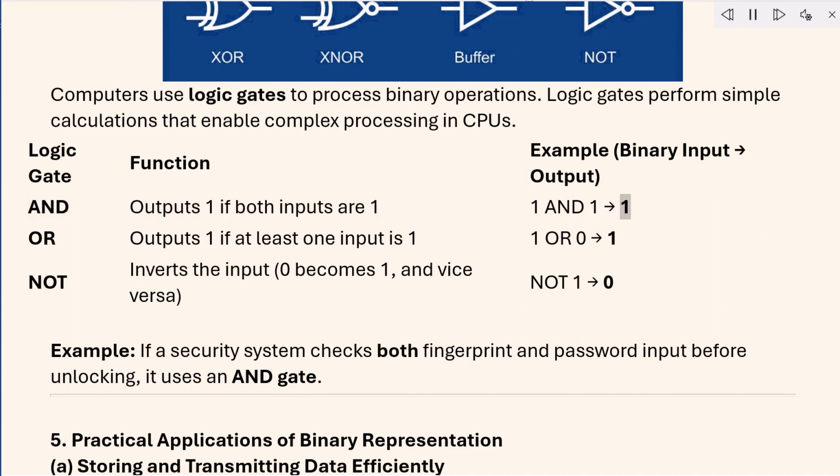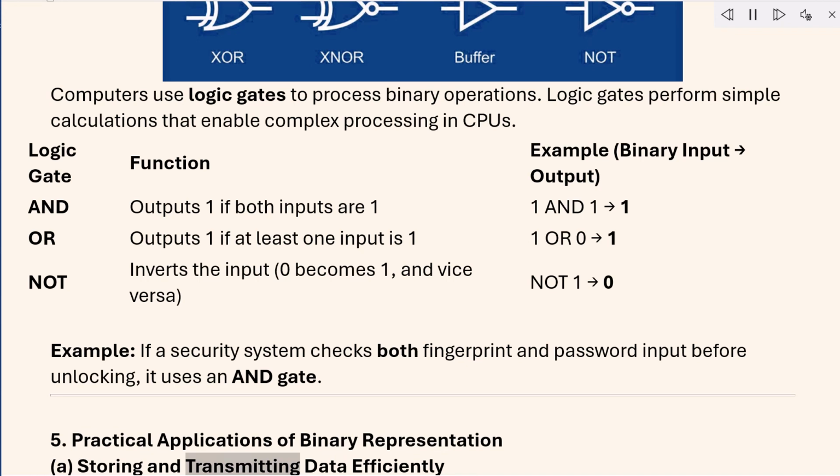1 AND 1 equals 1. OR outputs 1 if at least one input is 1. 1 OR 0 equals 1. NOT inverts the input, 0 becomes 1, and vice versa. NOT 1 equals 0. Example, if a security system checks both fingerprint and password input before unlocking, it uses an AND gate.